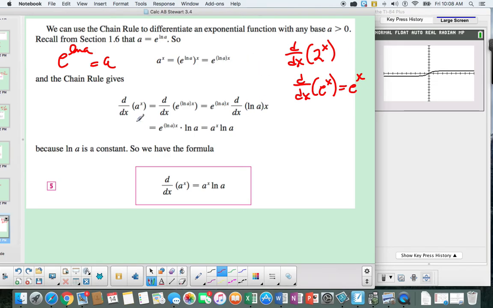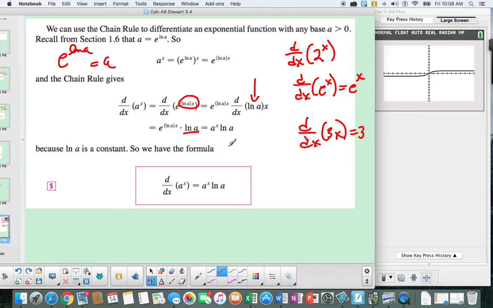So the derivative of a to the x is the same as this. And I want you to notice that this is a composite function. So it's a function inside another function. So it'll be e to the exponential, which is evaluated at the inner function, times the derivative of the inner function. Now, derivative of natural log a times x, this is a constant. So it's like saying derivative of 3x is equal to 3. So this answer is going to be a constant.